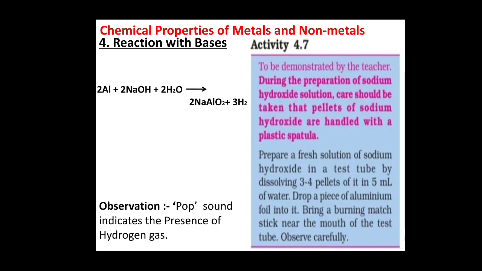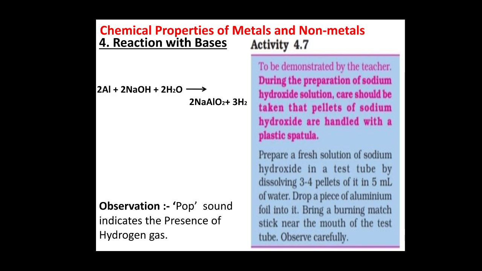Now, just have a look at activity 4.7, which is given in your book, page number 50. What we have to do here is a reaction of aluminium that we just discussed. This activity should be done by the teacher, but there is no option now. So, you just understand what the activity is saying.